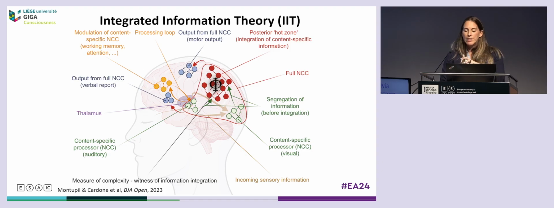And once we have this activation in this hot zone at the posterior level, then this can give some output. For instance, you can have a motor response or a verbal response. You can also have other content-specific neural correlates of consciousness like working memory and attention. But that's not part of the consciousness per se.